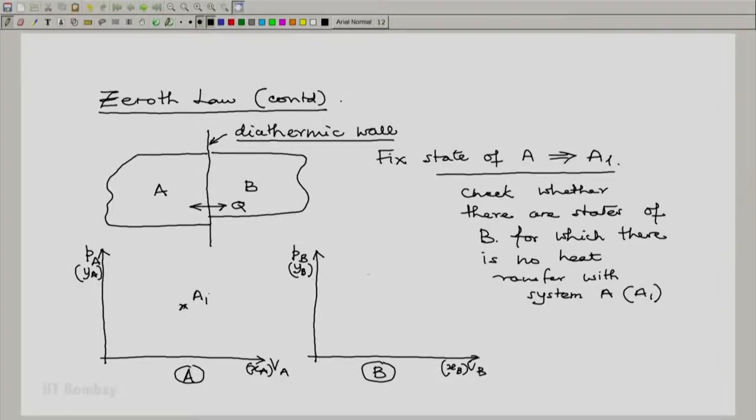What we do is we experiment with various states of system B, bring those states in contact with the specified state A1 across a diathermic wall, and we may discover that there is one state here, let us call it B1, such that when A is in its state A1 and B is in its state B1, in spite of the separating partition being a diathermic wall, the heat transfer is 0.